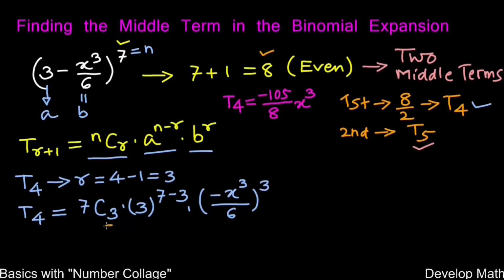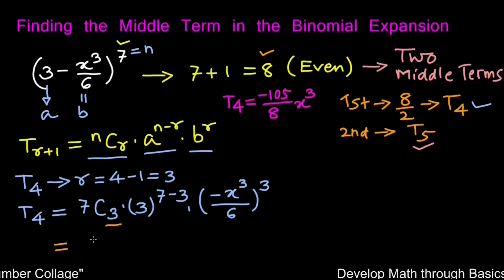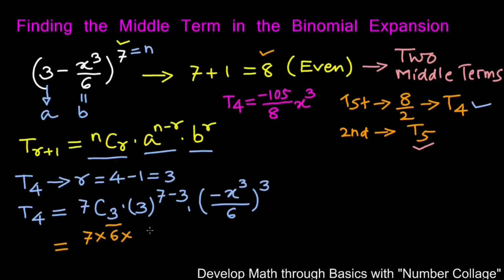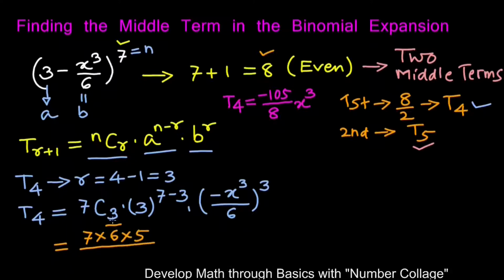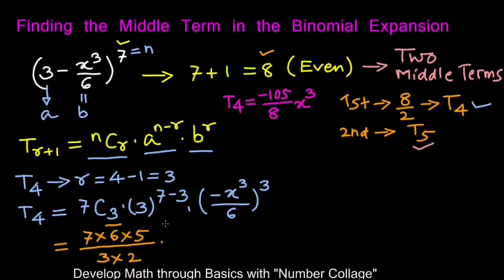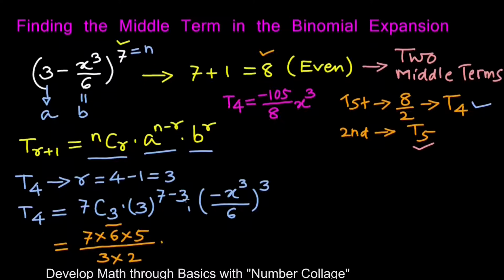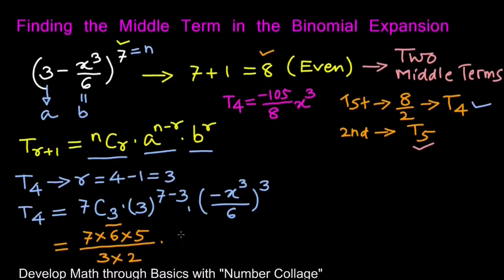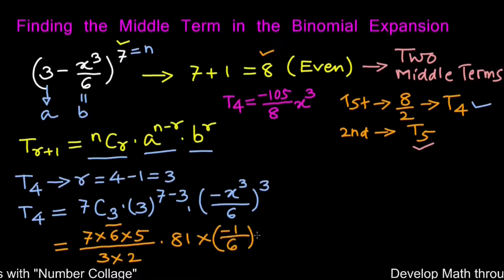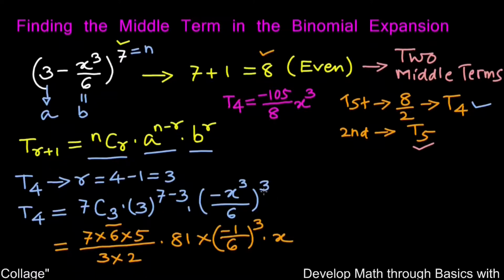Since r is 3, we will write the first 3 factors of 7 factorial, that is 7 multiplied by 6 multiplied by 5, upon 3 factorial, which is 3 multiplied by 2 multiplied by 1. 7 minus 3 is 4, and 3 raised to 4 is 81, multiplied by (minus 1 upon 6) cube, multiplied by x raised to 3 threes are 9.